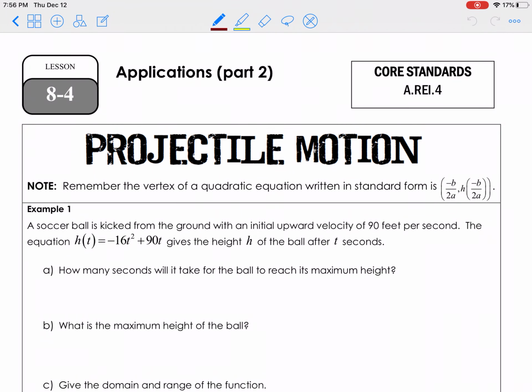All right, this is lesson 8-4. It's on quadratic story problems still. This is the second of these videos. The 8-3 was the first one.